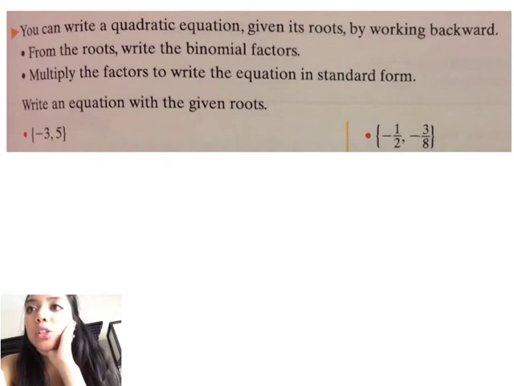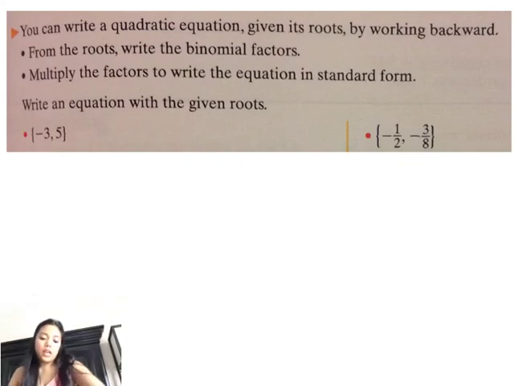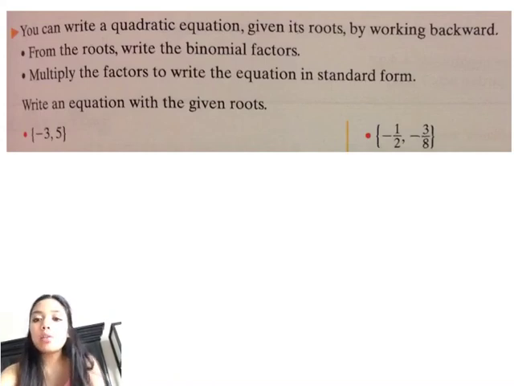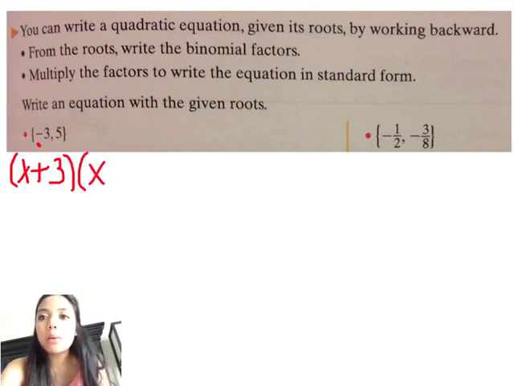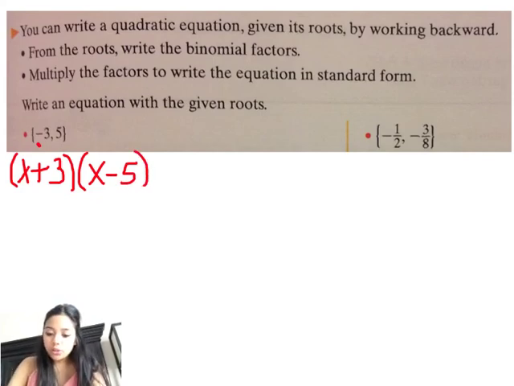You can write a quadratic equation given its roots by working backward. From the roots, write the binomial factors, then multiply the factors to write the equation in standard form. Write an equation with the given roots. What I mean is these given roots are the answers when you have a quadratic equation. So in order to work backwards, if -3 and +5 are the roots, you would change your -3 to a +3. So I would have x plus 3, now it's a positive, and then this 5 becomes a negative, so I would have x minus 5. That's all you do to work backwards, and then you apply the distributive property and do FOIL.